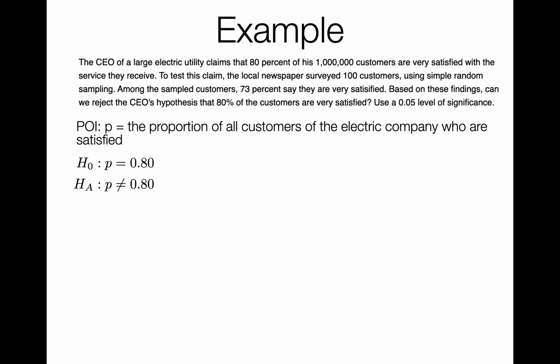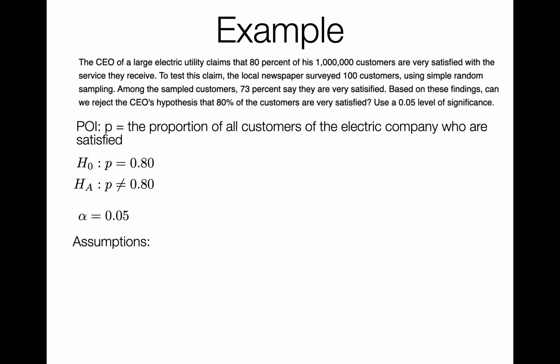You could argue that it should be less than, because a CEO is never going to understate his level of satisfaction, or the customers' level of satisfaction, but they might overstate it. That is true, but for this one, I'm going to say not equal to. The third step is the level of significance, and it says in the problem, use a 0.05 level of significance. So I set alpha equal to 0.05.